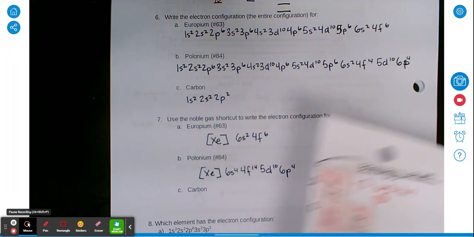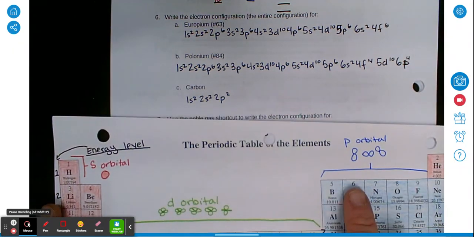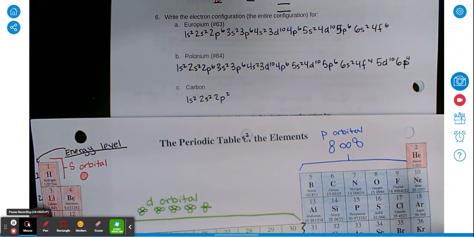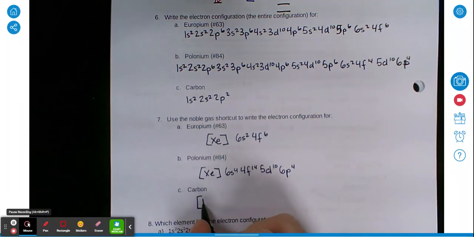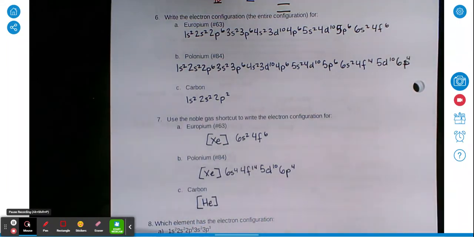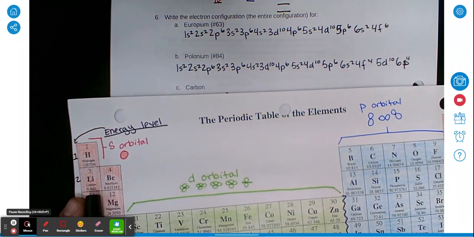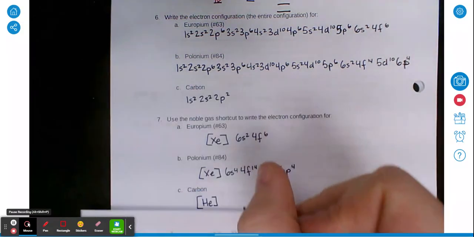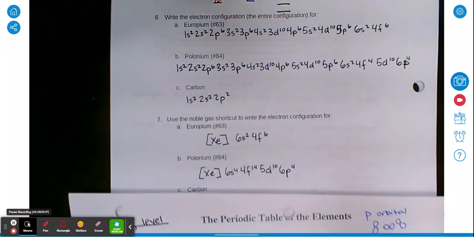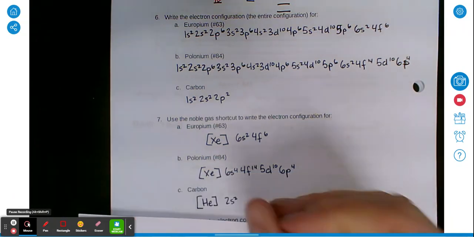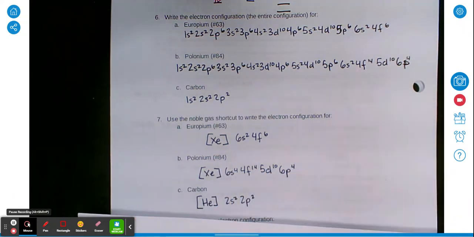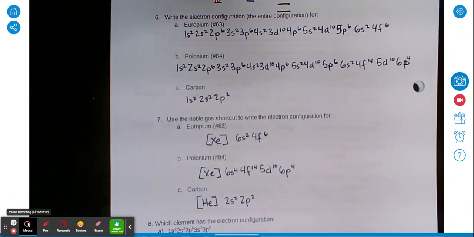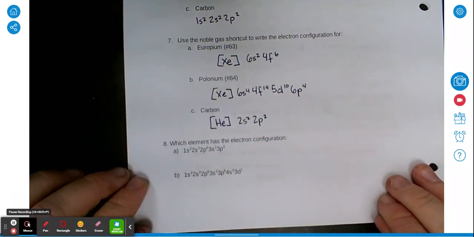And then carbon is in row 2. So find the noble gas from row 1, helium. And then go. 2s2, 2p2. So that's the noble gas shortcut. Find the noble gas from the previous row and then list the electron configuration for the row that the element is in.